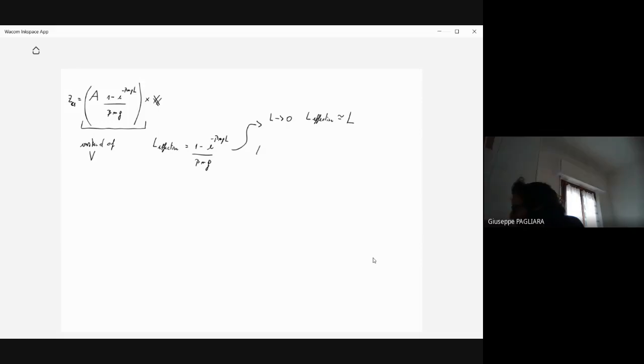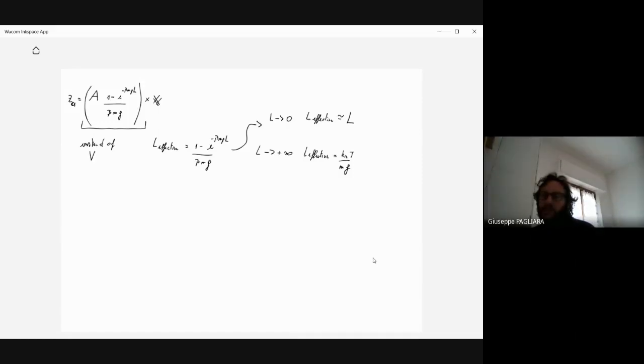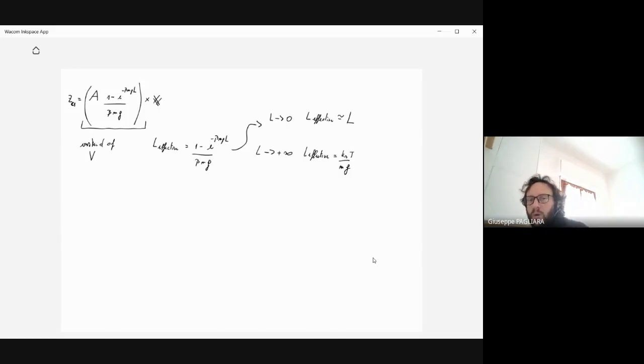Whereas if L is large, I get basically an L effective which is equal to kBT divided by mg. Which basically tells you that the height above which there are no particles anymore is provided by kBT divided by mg. So the larger the temperature, of course, the larger is the height in which particles can go or can travel.